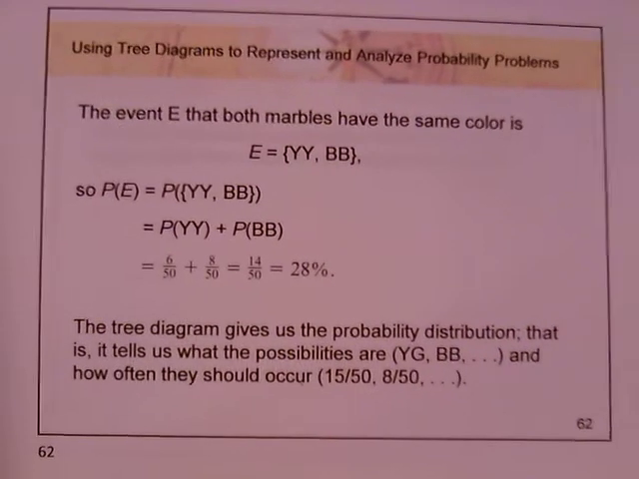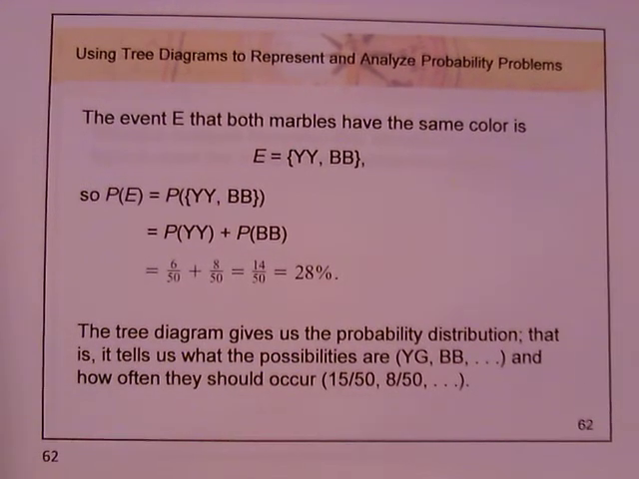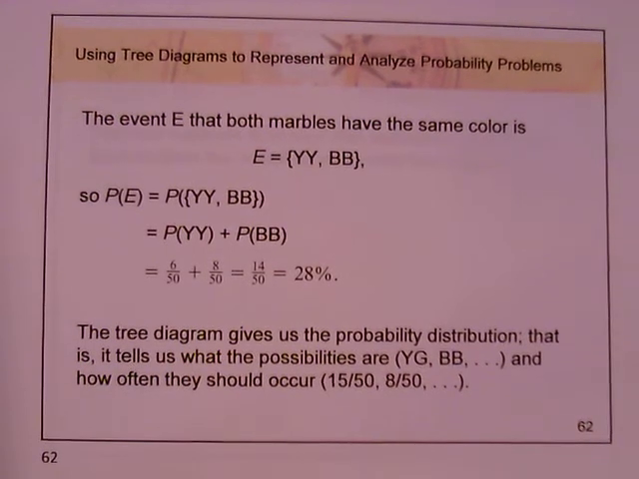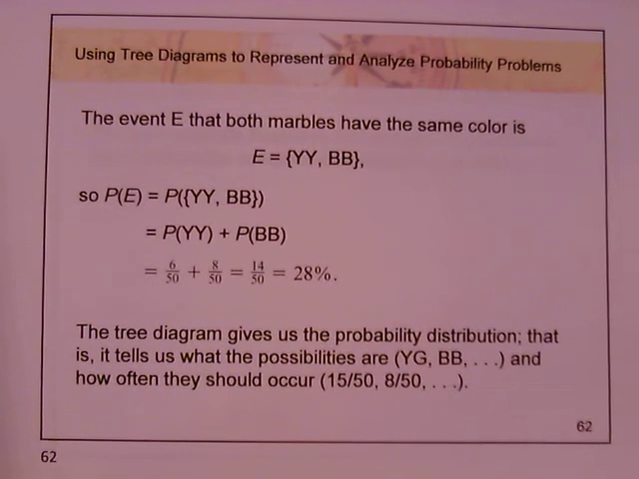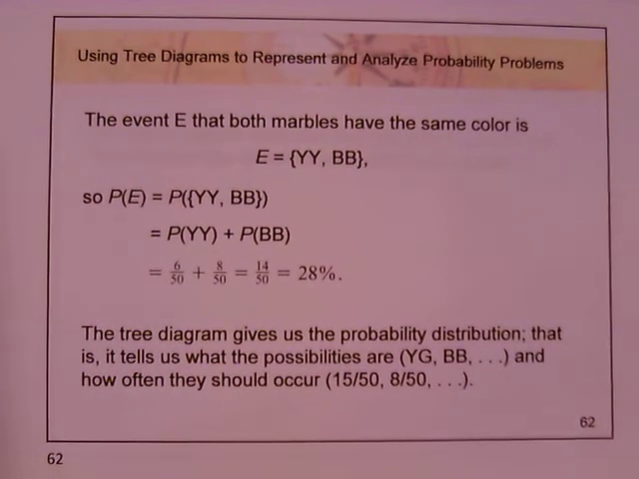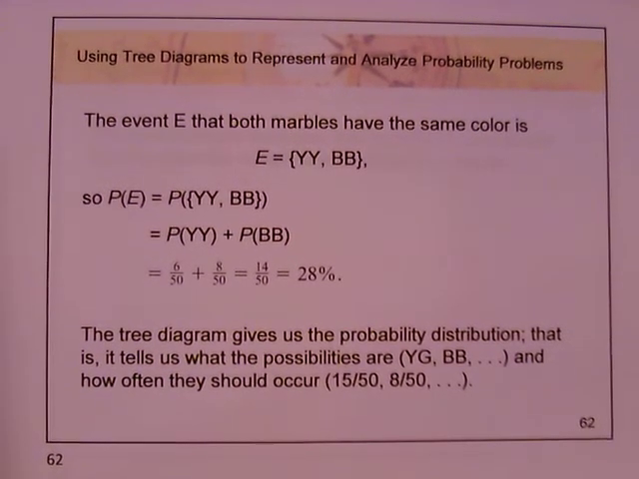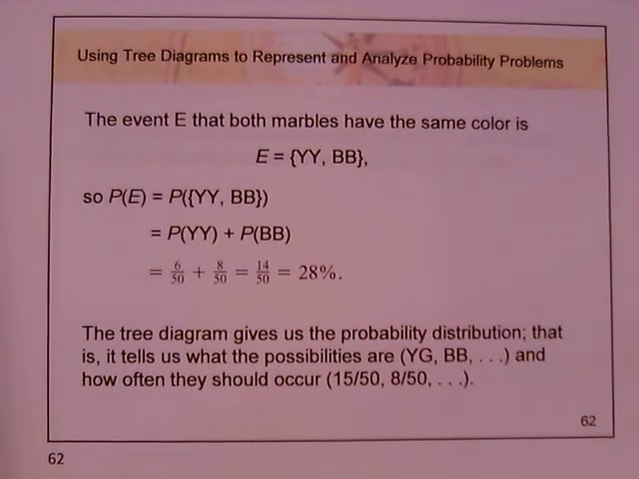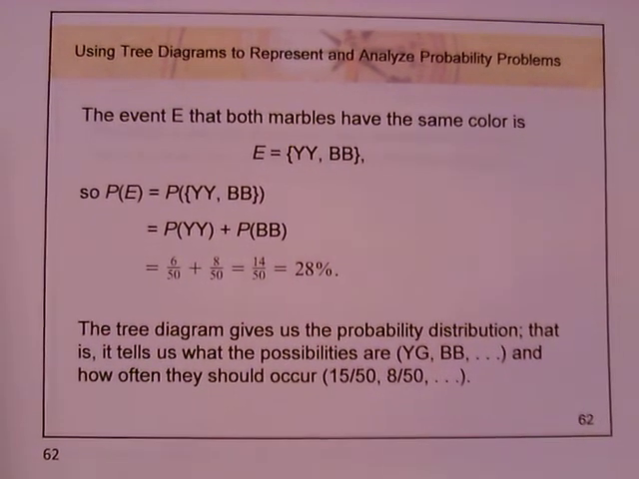So here the event E that both marbles have the same color would be this: 2 Y's and 2 B's, both yellow and both blue. So, if we want to find the probability that both marbles have the same color, we'll do the probability of both yellow plus the probability of both blue. That's 6/50 for the probability for both marbles being yellow, plus the probability of both marbles being blue, which is 8/50. That would add up to 14/50, or 28%.